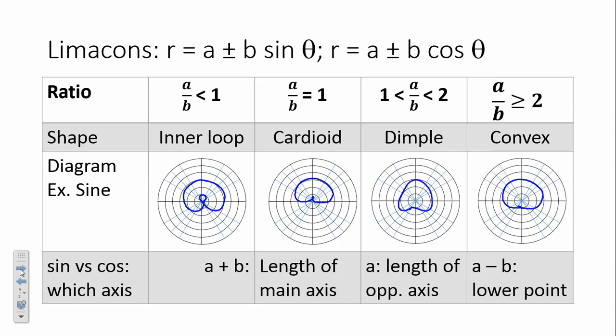Sine versus cosine tells you which axis it's going to be on. When you add A and B, you get the length of your main axis. A is the length of the opposite axis. How far away do you go on each side? And A minus B is your lower point. How much do you indent? Where does that loop go? How much do you bulge out if it's a convex Limaçon?